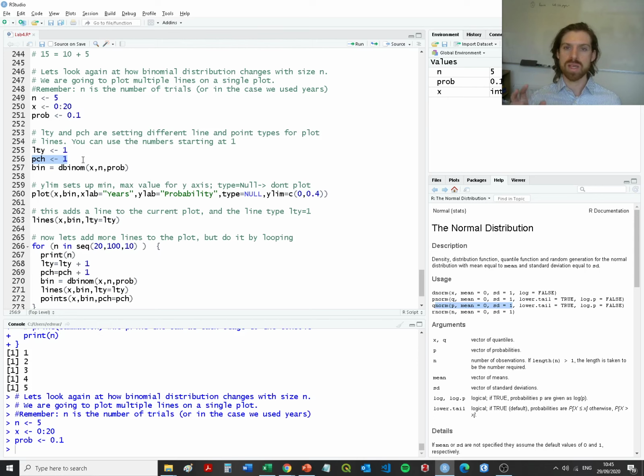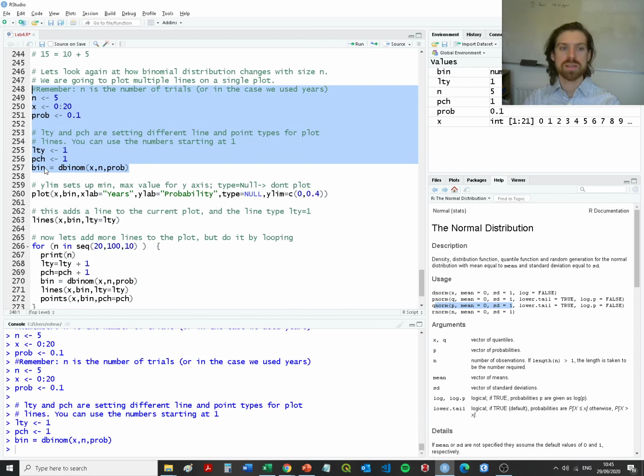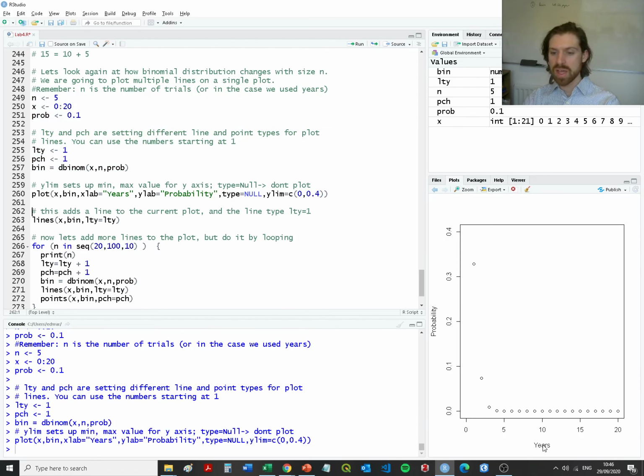Point type 3, you might get a diamond. So we're able to make that change each time. Then we're able to generate a bin based on the binomial distribution. So we're giving it the number of values we're interested in, which are 20. We're giving it the number of trials, and we're giving it the probability of each outcome taking place. And we're able just to plot that down here.